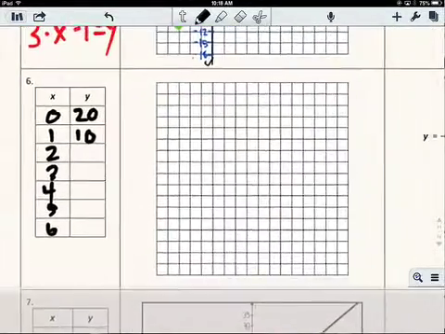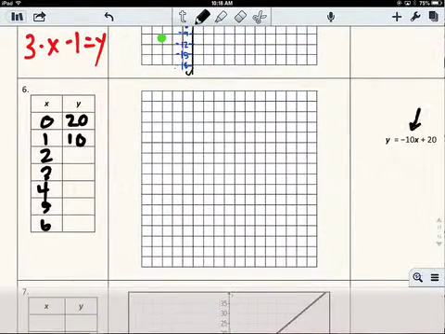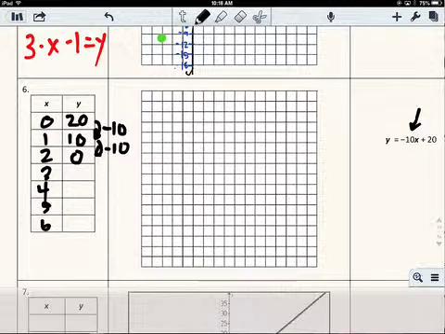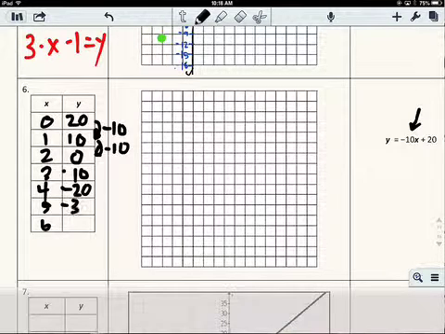So this is interesting. I noticed that this has a -10 in it, and this went down 10. So I think the pattern is going to be that this goes down 10 again. So let's just double check. -10 times 2 is -20, plus 20 is 0. So my pattern seems to work. This is going to take away 10 each time. And I'll just double check with 6. -10 times 6 is -60, plus 20 is -40.